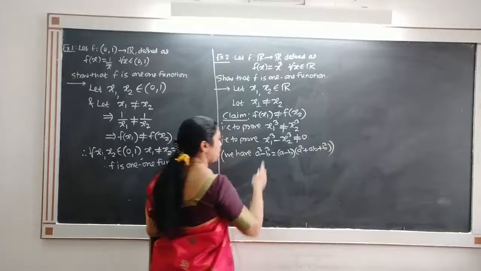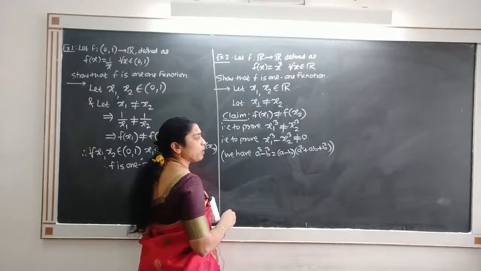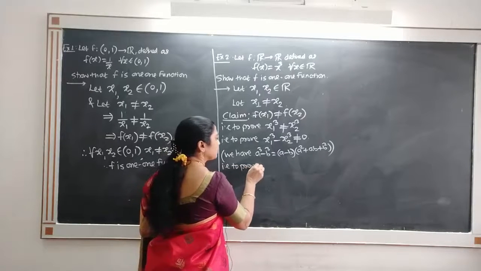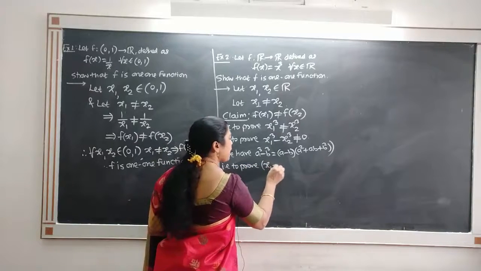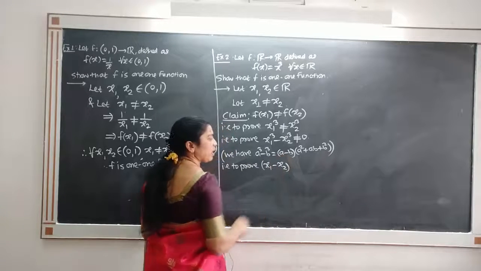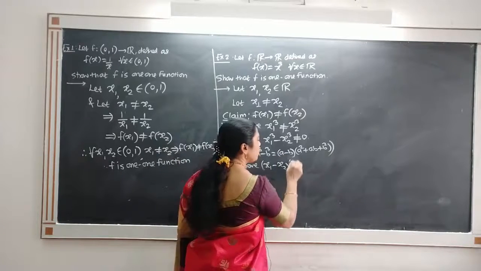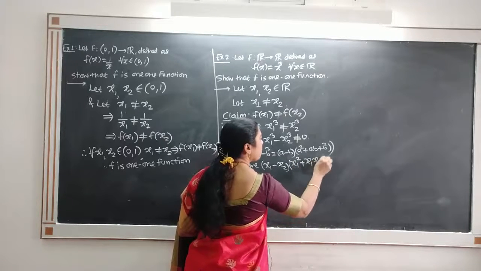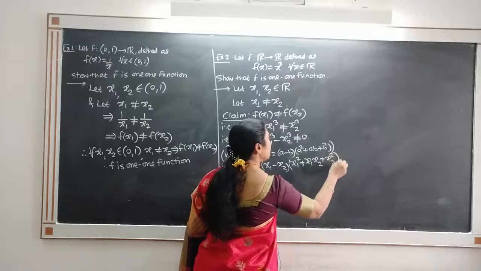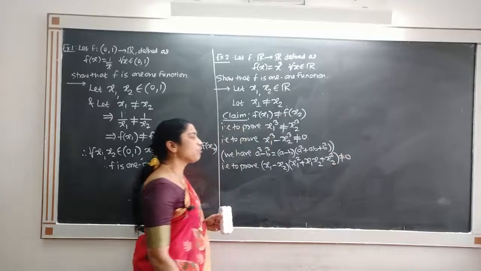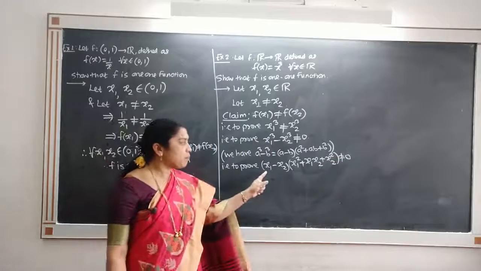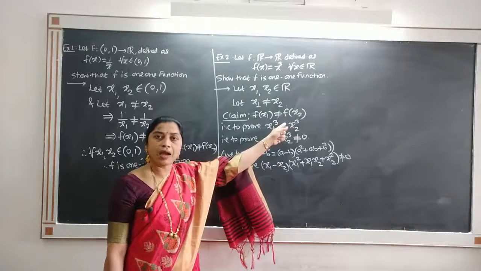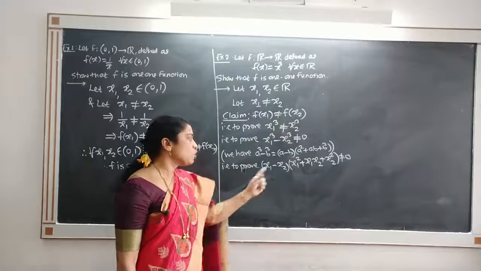So use this. If we want to prove that x1 cube minus x2 cube is not equal to 0, we want to prove that x1 minus x2, according to this we factorize, so (x1 minus x2) into (x1 square plus x1 x2 plus x2 square) is not equal to 0. This we want to prove. If you are able to prove this, obviously f of x1 is not equal to f of x2 and our aim will be satisfied.